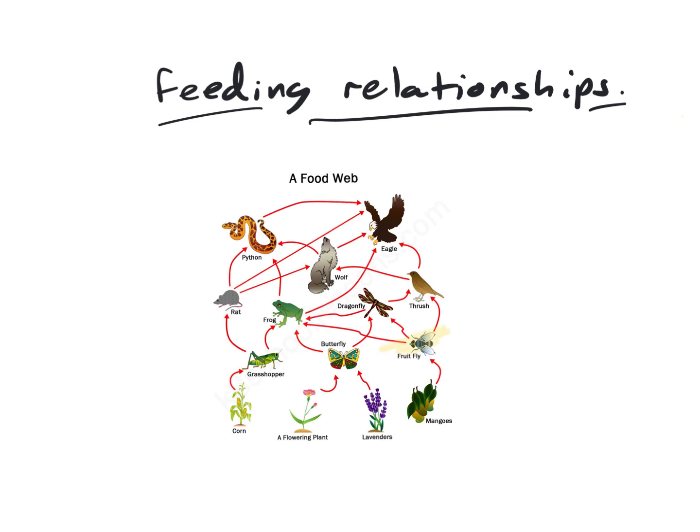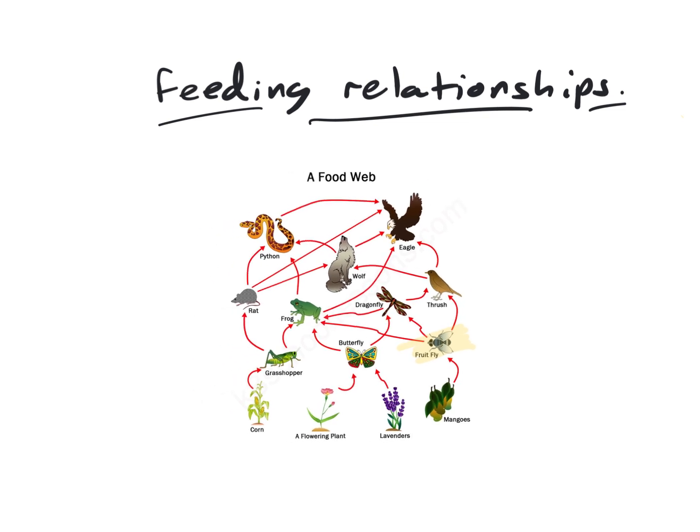So if we were to remove the fruit fly from this ecosystem because, for example, we're a farmer and that's getting in the way of our mangoes that we're trying to grow, what could then end up happening is our thrush number could decrease, our eagle number could decrease, our dragonfly number could decrease, because they're all interlinked, they all depend on each other.